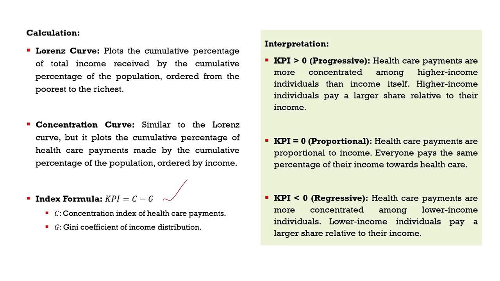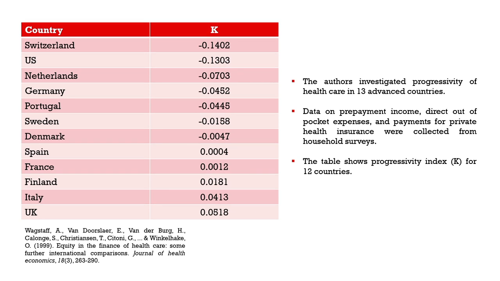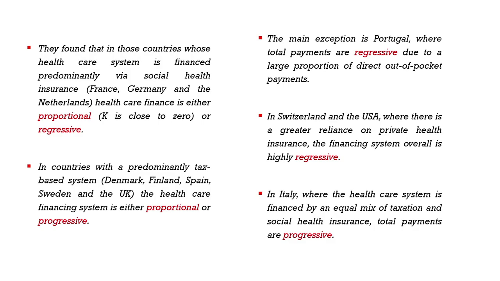If KPI is 0, we say it is proportional, meaning healthcare payments are proportional to income and everyone pays the same percentage of their income towards healthcare. And if KPI is less than 0, or negative, then healthcare payments are concentrated among lower income individuals, and lower income individuals pay a larger share relative to their income. Based on this interpretation, if you look at the findings of this empirical study, you would see that the negative values basically translate to relatively regressive healthcare systems. So, if we interpret these values, we come up with these conclusions.